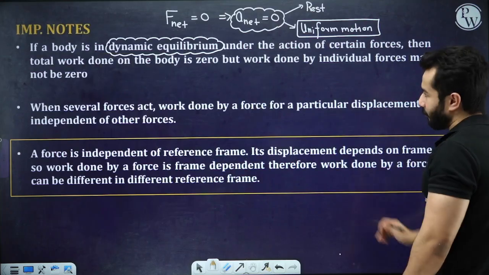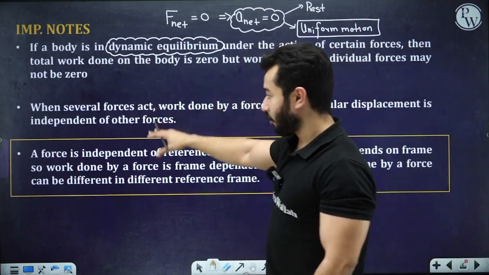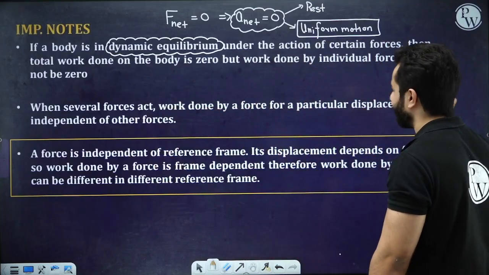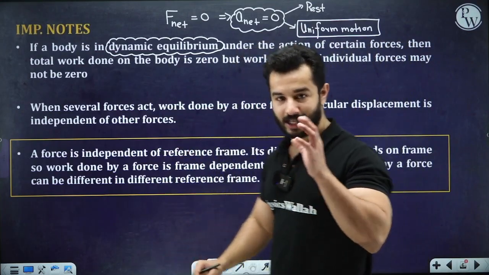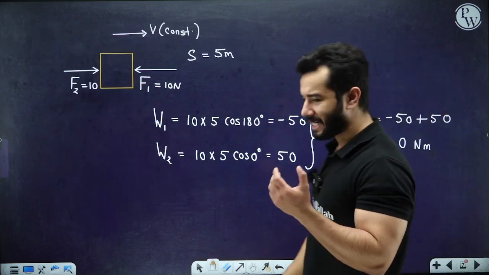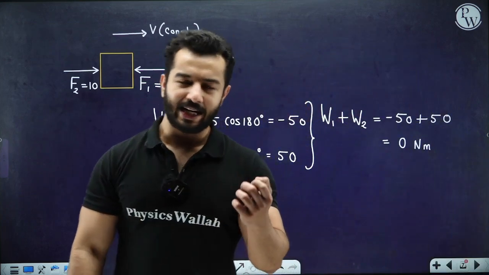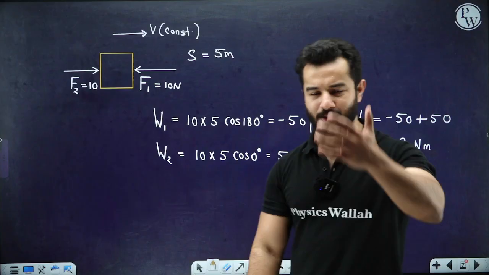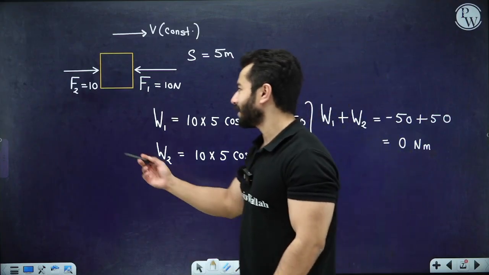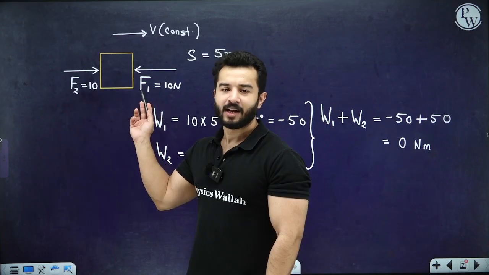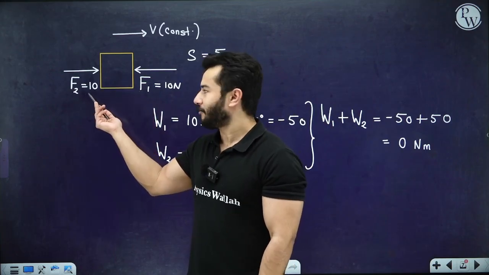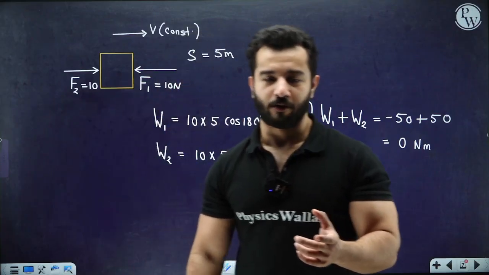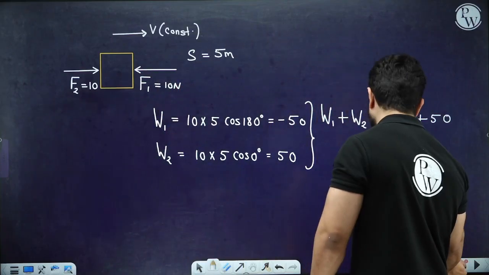So we have discussed the first point. We have also discussed the last one. The second point says when several forces act, work done by a force for a particular displacement is independent of other forces. These questions are pretty basic. If you are lucky, NTA might come up with a theoretical question, right? So the work done by F2 is independent of F1. Even if F1 didn't exist, the work done by F2 would remain the same, right? Yes, the total work done on the system would differ. So this is the second point.